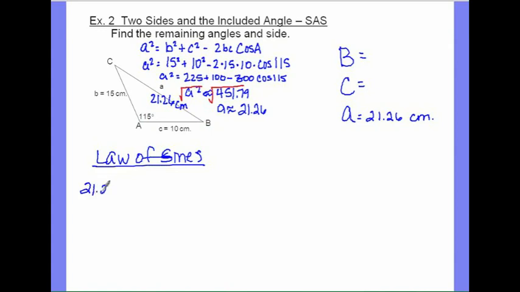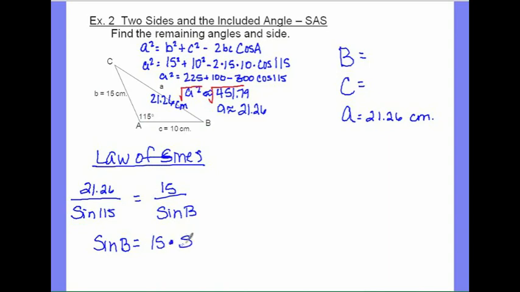I'm going to put side A over sine of angle A equals. Do I want to find B or C first? Doesn't matter. I'm going to find B. So I'm going to put side B over sine of angle B. Sine of angle B is going to equal 15 times sine of 115, and I'm going to divide that by 21.26.